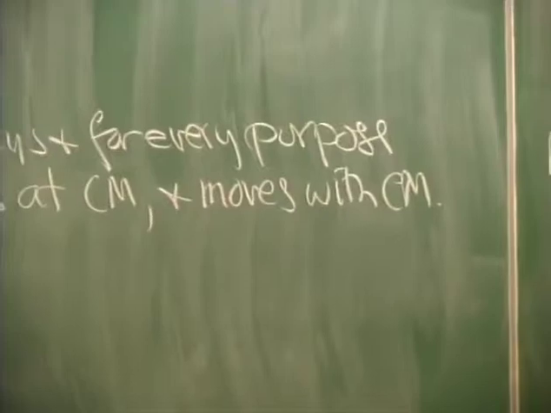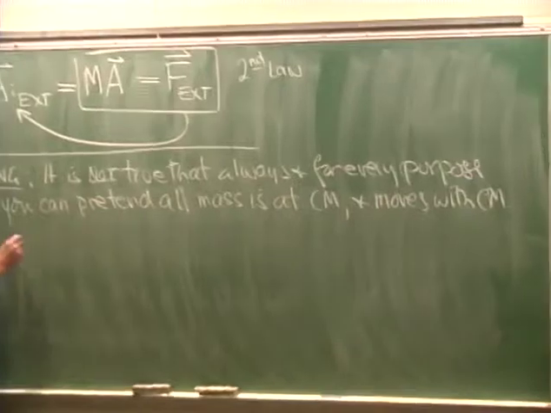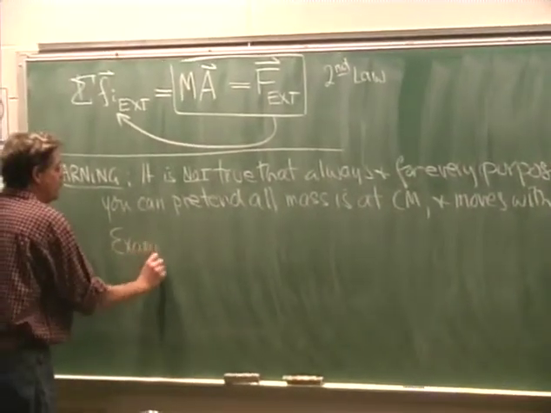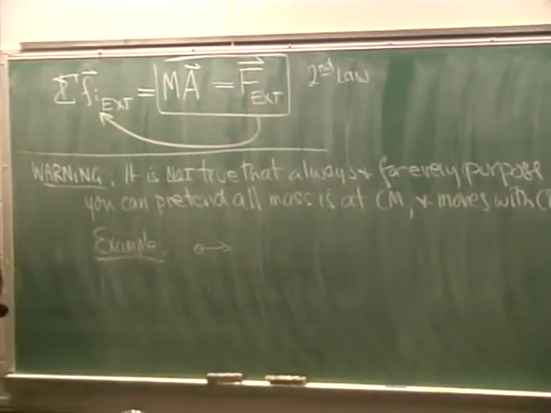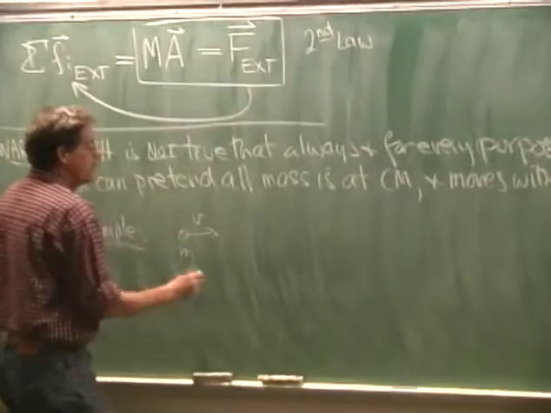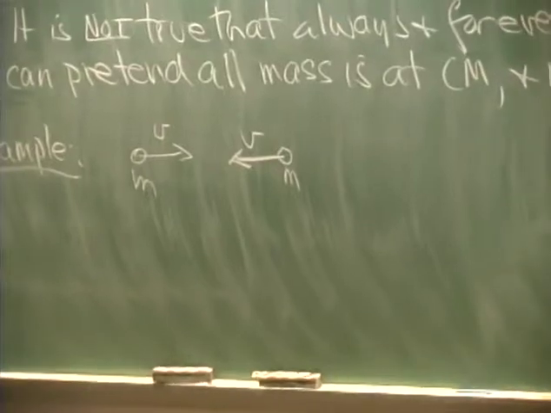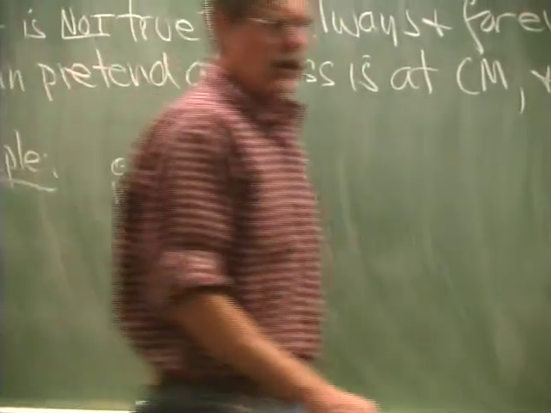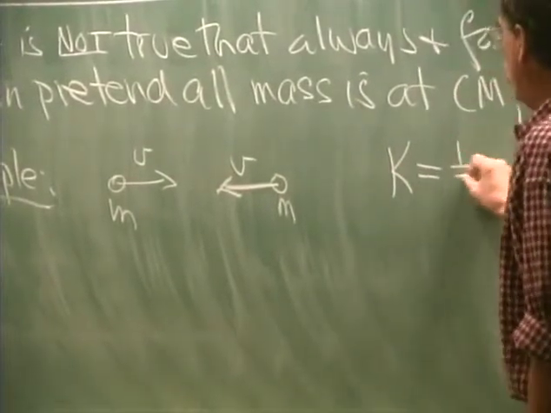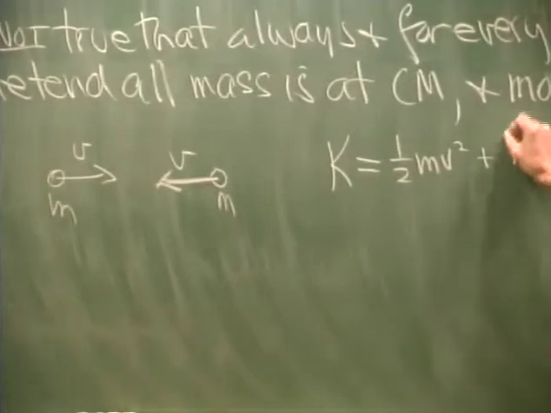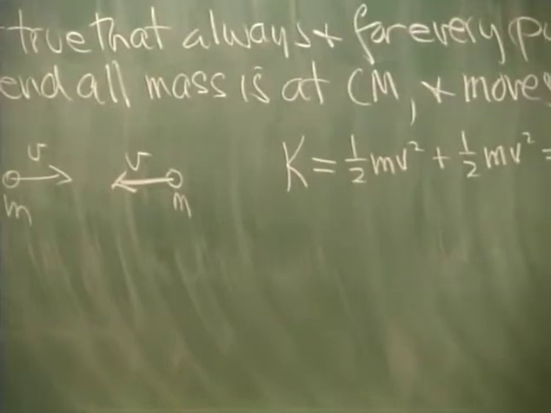That is not the case, that for every purpose you can pretend that all the mass is concentrated at the center of mass. Here's a warning example. I mean, it's obvious when you think about it, but suppose that I had two masses approaching each other with the same velocity, m and v, like that. And I asked you, okay, what's the total kinetic energy of that system? K equals 1/2 mv squared for one of them, plus 1/2 mv squared for the other one. That's mv squared.